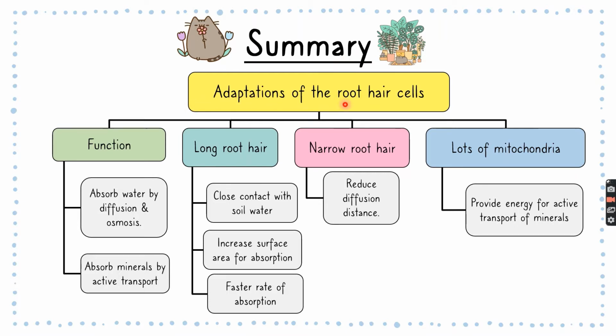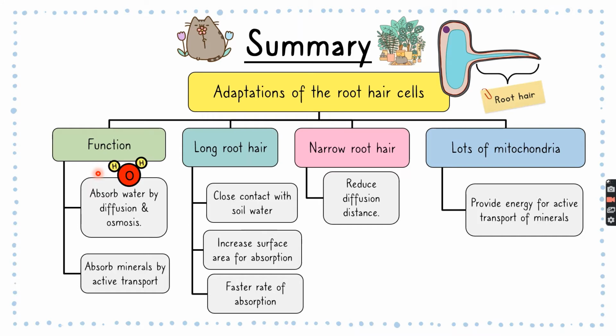So we looked at the adaptations of the root hair cells. Remember that we do need to know that the function of the root hair cell is to absorb water, and they do this via diffusion and osmosis. Root hair cells also absorb minerals, for example, nitrate ions and magnesium ions, and these are absorbed by active transport. So what is the structure of the root hair cell?